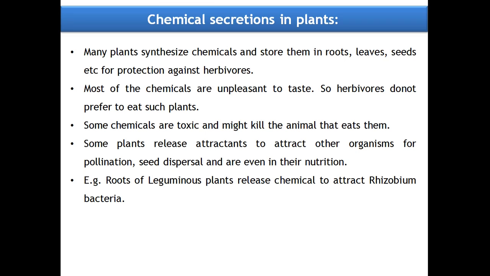Some plants release attractants to attract other organisms for pollination, seed dispersal, or even for their nutrition. For example, the root nodules of leguminous plants secrete some chemicals to attract Rhizobium bacteria. Hence, they form a symbiotic relationship which is beneficial for both. Rhizobium is helpful in nitrogen fixation, and at the same time the plants provide food and shelter to the bacteria.